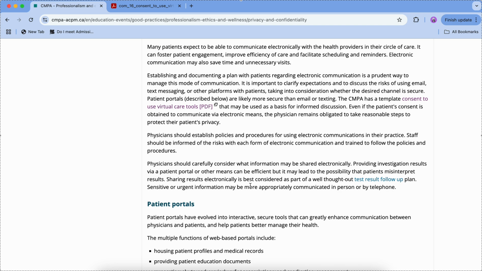Providing investigation results via the patient's portal or other means can be efficient, but it may lead to the possibility that patients misinterpret the results. Sharing results electronically is best considered as a part of a well thought out test results follow-up plan. Sensitive and urgent information may be more appropriately communicated in person or by telephone.